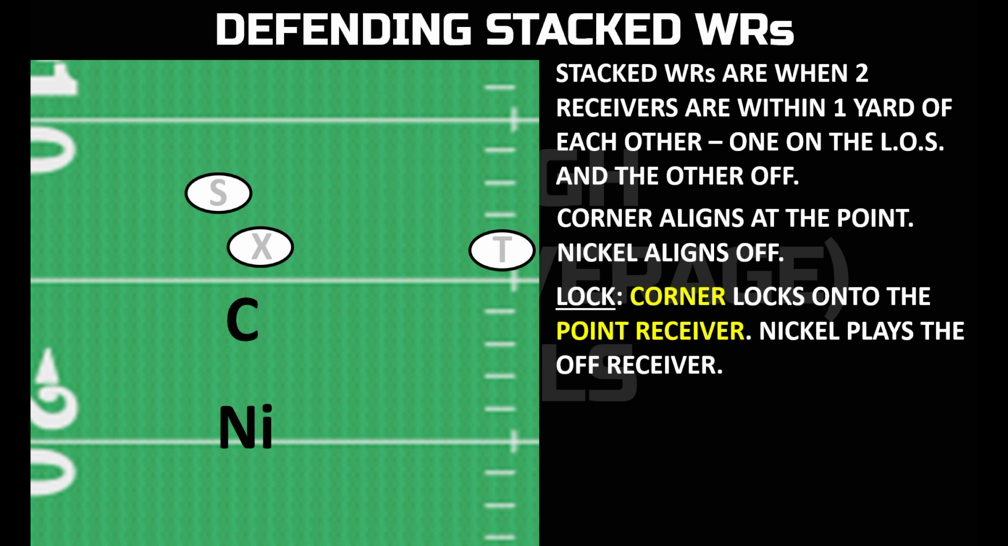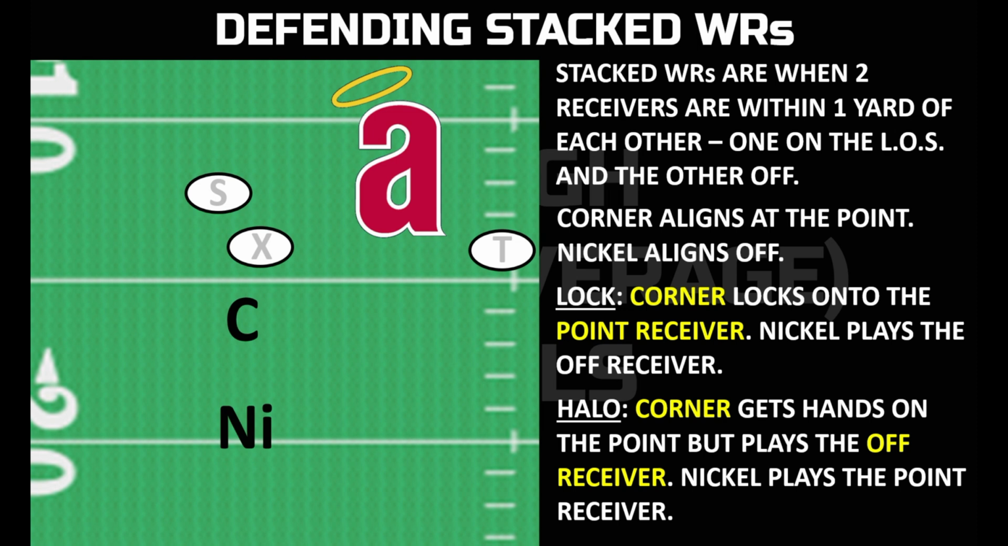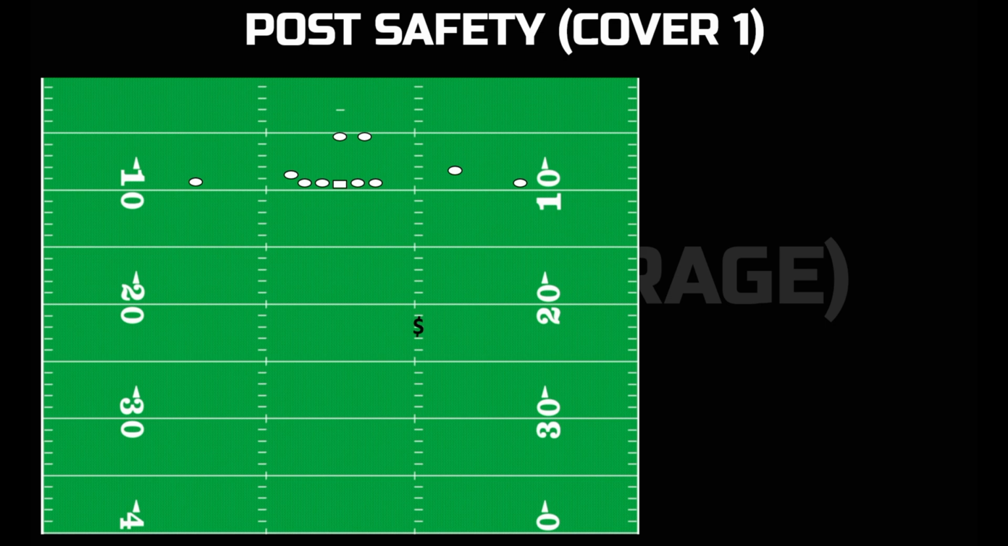Okay, and when we play halo, the corner gets hands on the point but ends up covering the off receiver, and the nickel plays the point receiver. So we've covered some of the basics of the man-to-man aspect of cover one. Now we're going to cover the basics of the post-safety part of it.